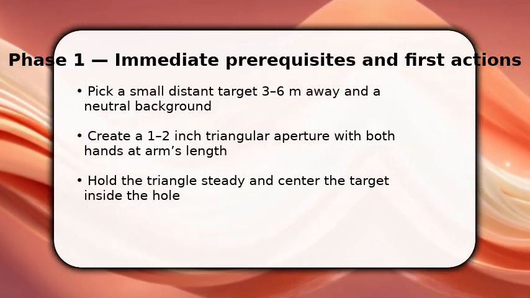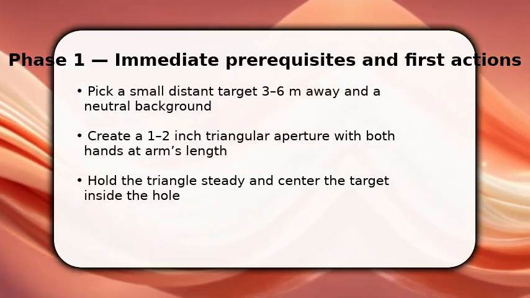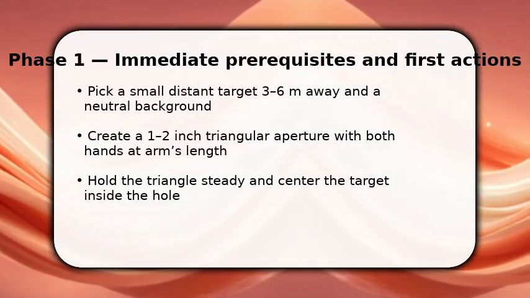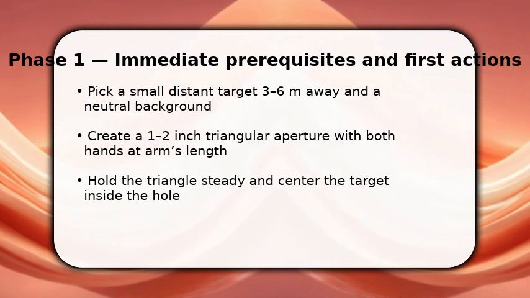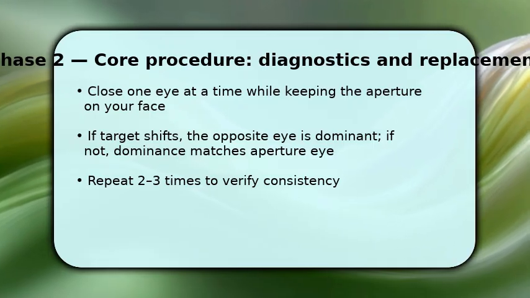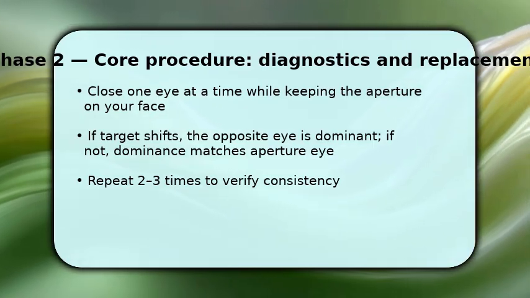Once centered, bring the aperture slowly toward your face without changing alignment. You'll feel the aperture naturally move to the plane of your dominant eye. Stop when it meets your forehead. Once the aperture meets your forehead, hold it there and close one eye. Notice whether the target shifts off-center.